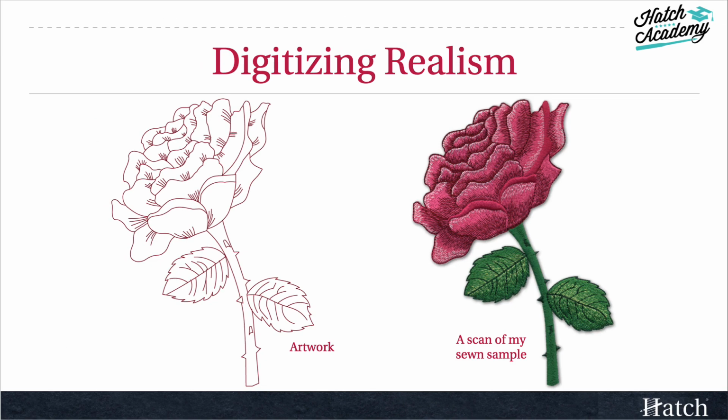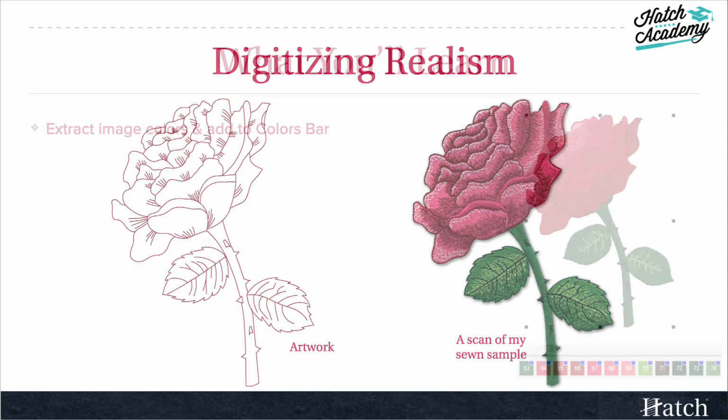In the previous courses in this series, you learned that digitizing is about decisions, not just learning to use the tools in Hatch. More complex designs require more decisions. The focus for this course is to learn how to create realism by adding highlights and shading.